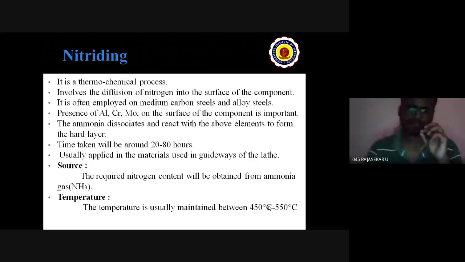Then the required nitrogen content is obtained from the one and only ammonia gas. The temperature is usually maintained between 450 degrees centigrade and 550 degrees centigrade. It is obvious that it is lower than the carburizing process. It is a kind of advantage. Let's move on to the process.